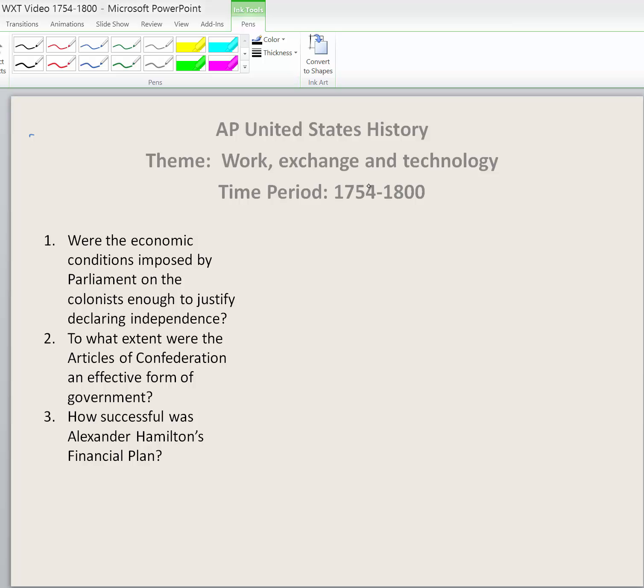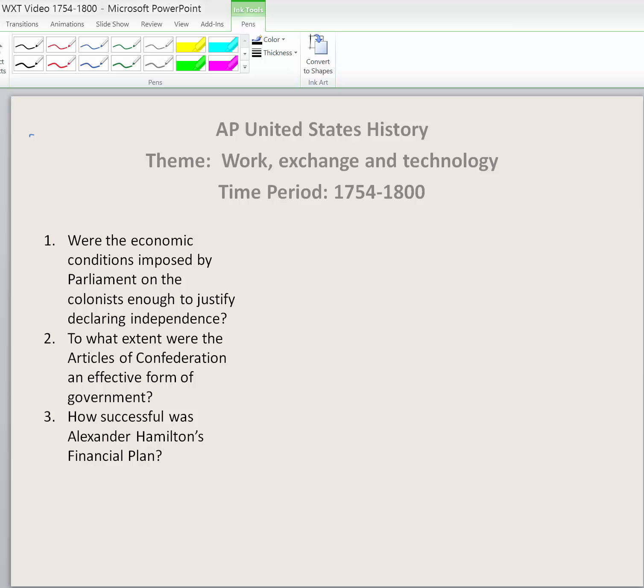The time period 1754 to 1800. There's several key areas during this period. I put some key questions here for our economic discussion. The first is, were the economic conditions imposed by Parliament on the colonists enough to justify declaring independence? Then, to what extent were the Articles of Confederation an effective form of government? And lastly, the one I'm most interested in seeing how well you can do in class with is, how successful was Alexander Hamilton's financial plan?